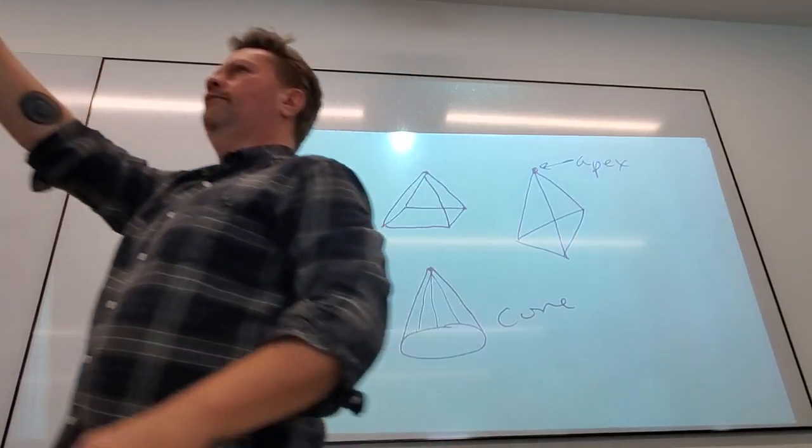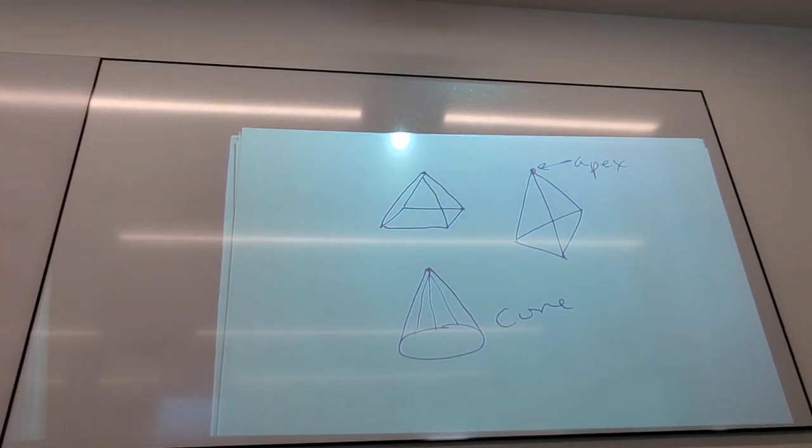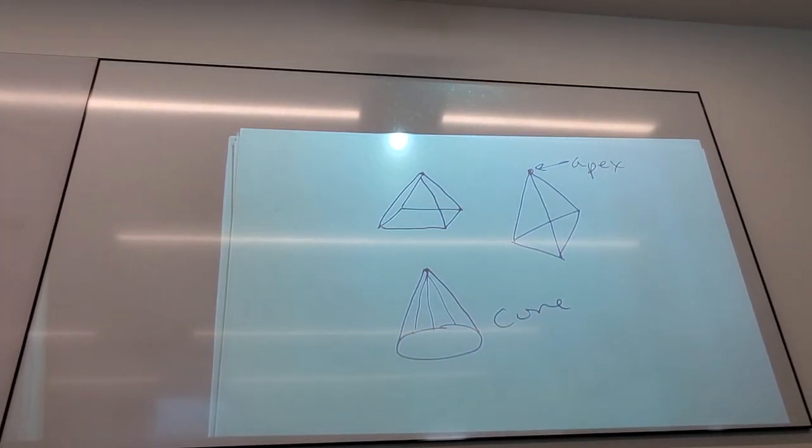Does anyone know the formula for the volume of this? What's the shape here? Circle. It's got a radius, yes? What's the area of that circle? So the radius is r, yes? What's the area of a circle? All right, let's do this.